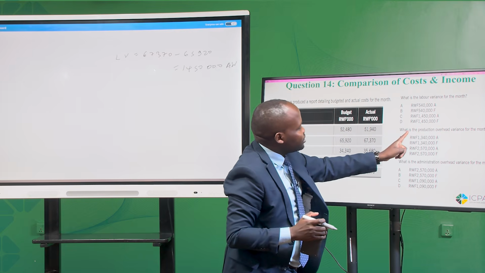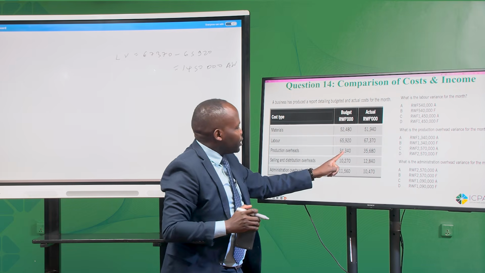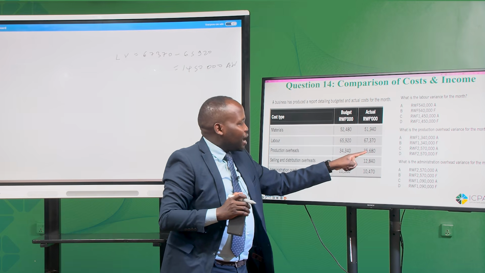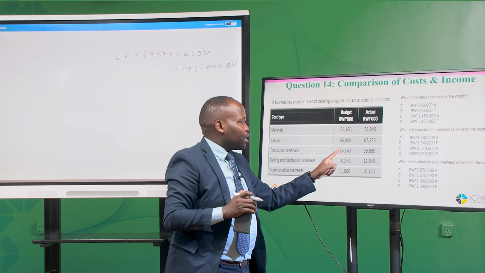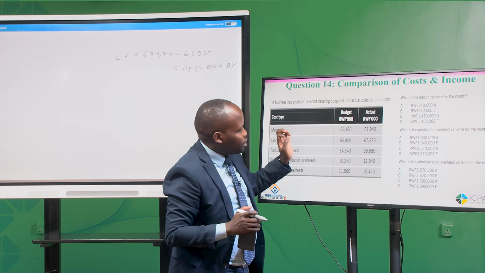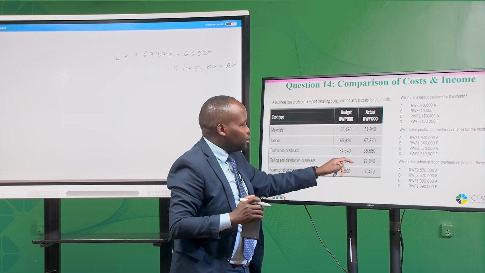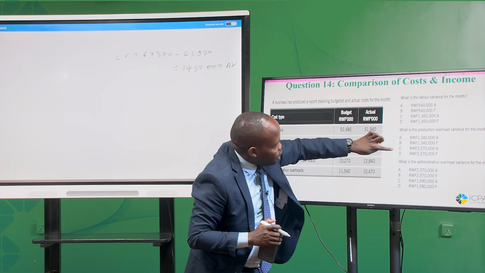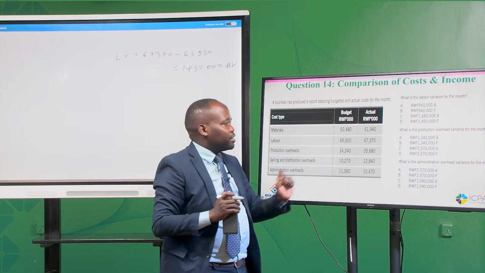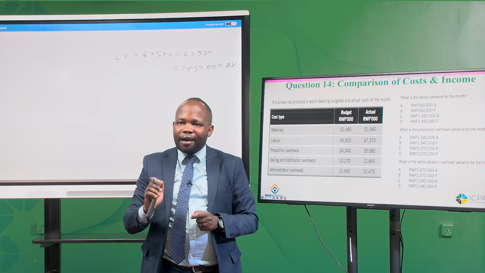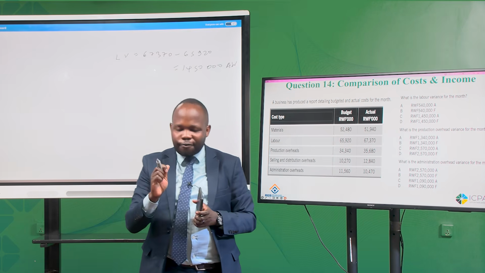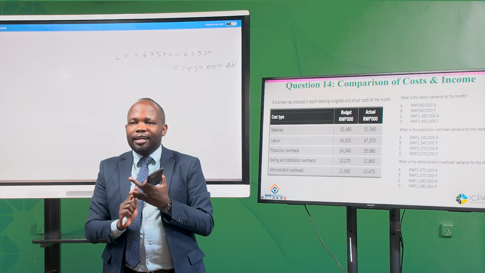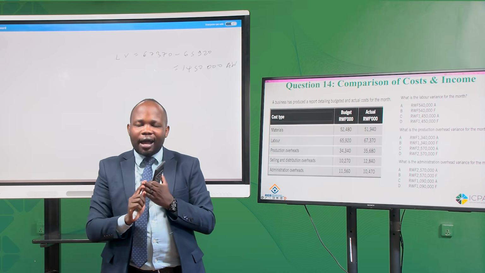The same concept applies to the remaining variances. So for example, in this case, what is the production overheads? Production overheads, you get the difference between this and that. The answer should be adverse because actual costs are more than budgeted. I don't know the difference unless we get the difference between this and that. So it's either A or C depending on the difference you get there. And that is how we cover variances. Variance is the difference between budget and actual. Variances can either be favorable or adverse.